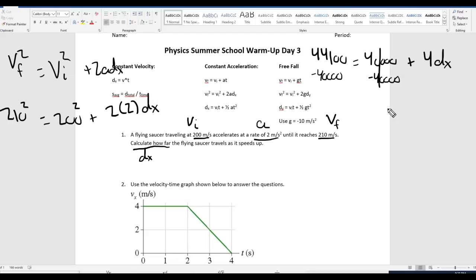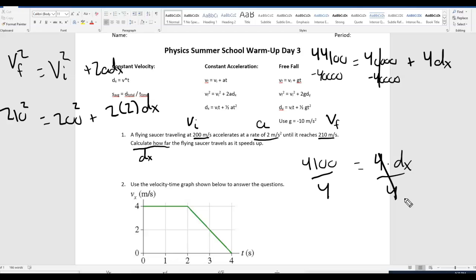That's like the golden rule of algebra right there. Okay, so if you subtract that on both sides, on the left side, you get 4,100 equals, on the right side you have 4 multiplying dx, and so to undo that multiplication we need to divide. Okay, so I'm going to divide both sides by 4.